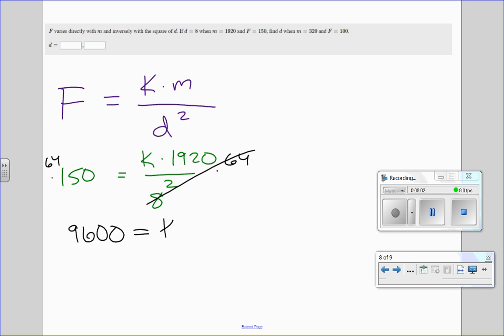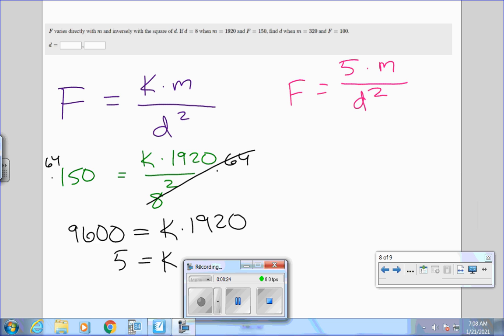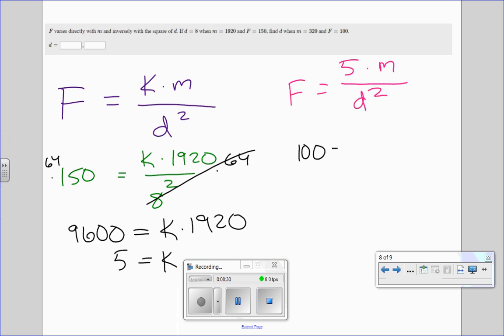And then I've got K times 1920. Divide both sides by the 1920, and K ends up being 5. So my pink step would look like this. 5 times M over D squared. And finally, we get to do the task. Find D. Ooh, that's going to be tricky because D's in the denominator. Find D when F is 100 and M is 320.